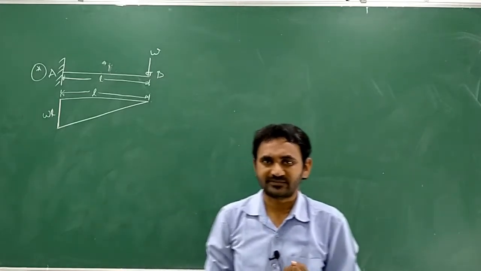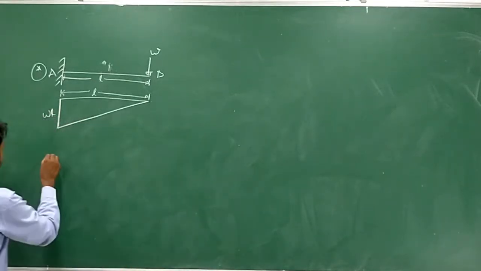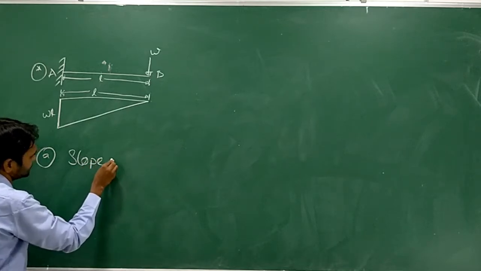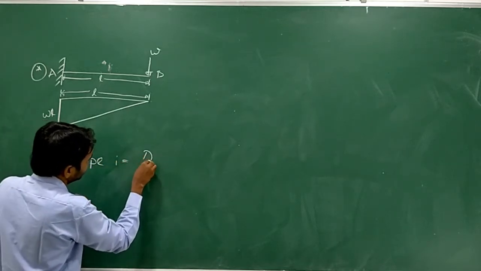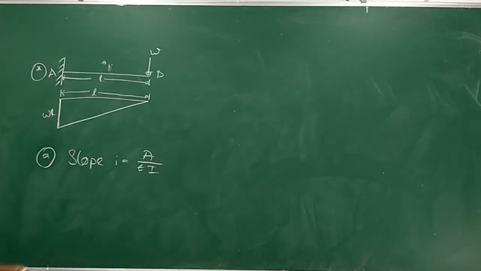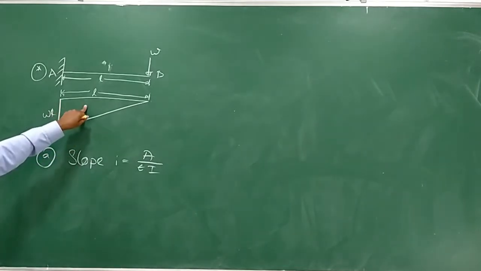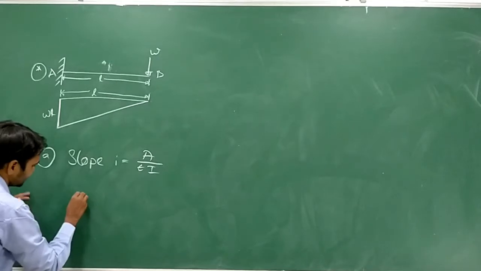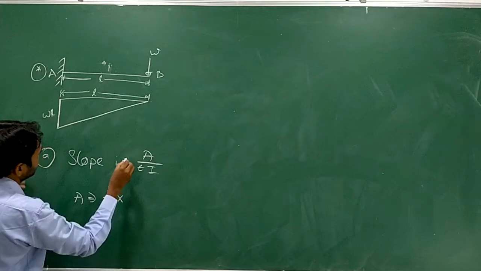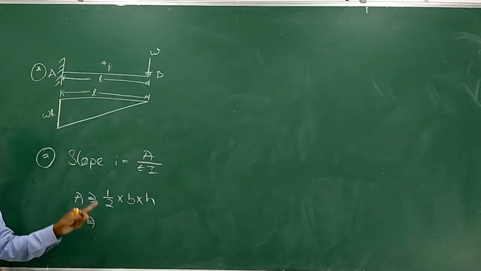I have to find slope as well as deflection for the standard case. What is the concept of slope? First I am finding out slope. Slope, that is theta equal to A by EI. Now area we need to find out, that is, the area of this bending moment diagram. That is A equal to, it's a triangle, so half into base into height. The area of a triangle is always half into base into height.